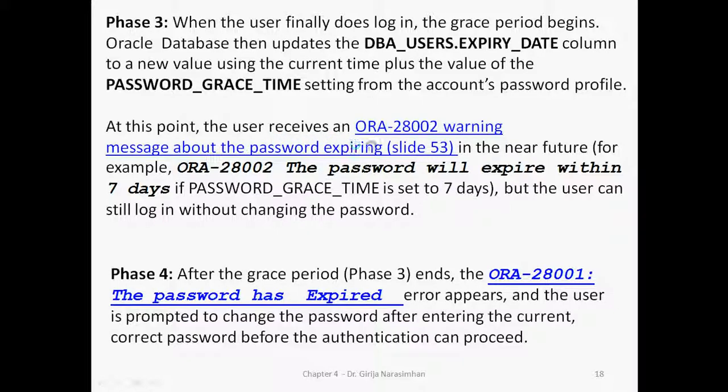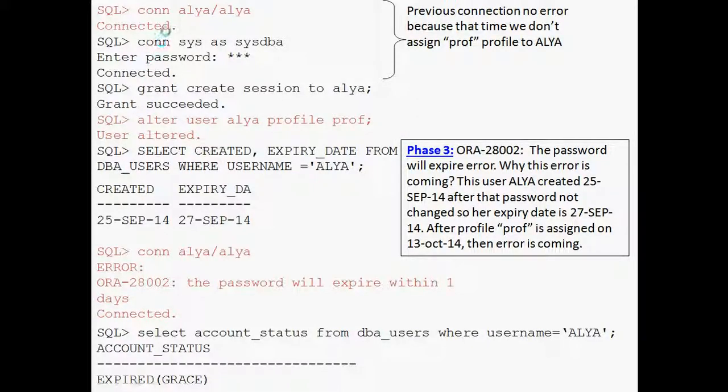And what error will come if the password is about to expire? ORA-28002. This error will come. We see here phase 3. Connect as the user. Here I have not given any profile, so I am assigning a profile here with ALTER USER. In the previous connection there was no error because we did not assign a profile at that time. Now the password will expire.